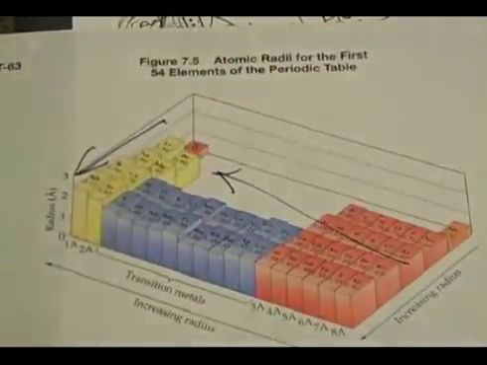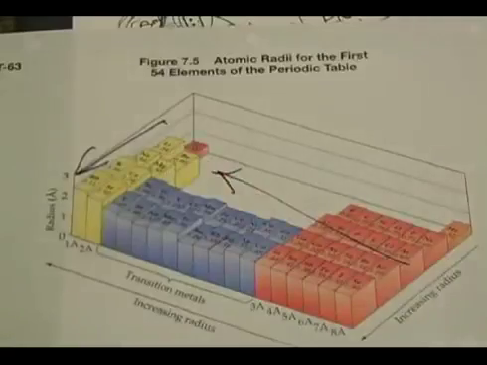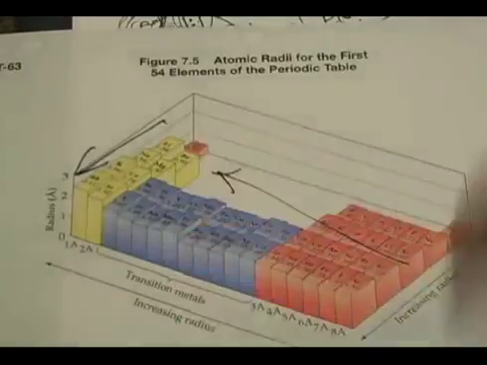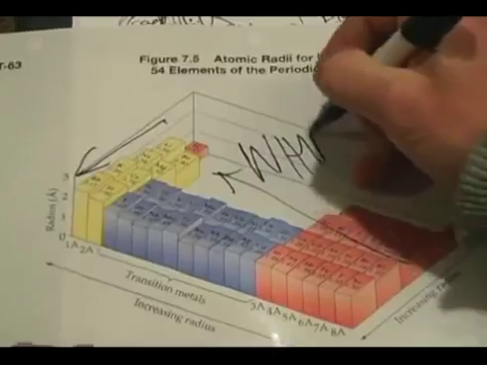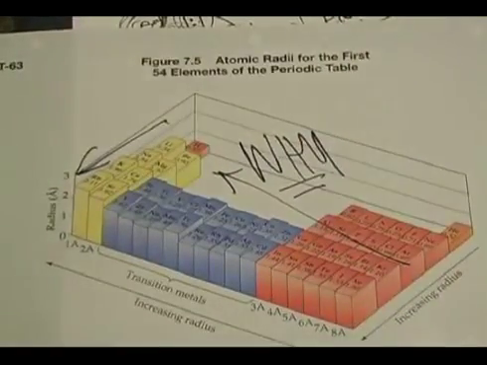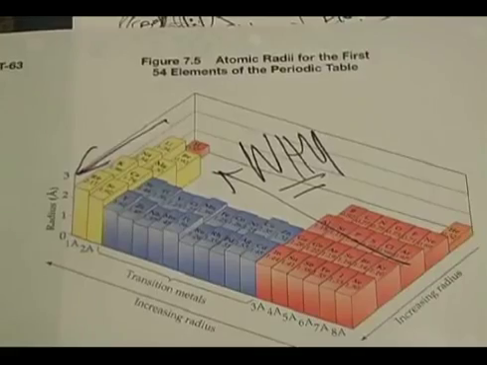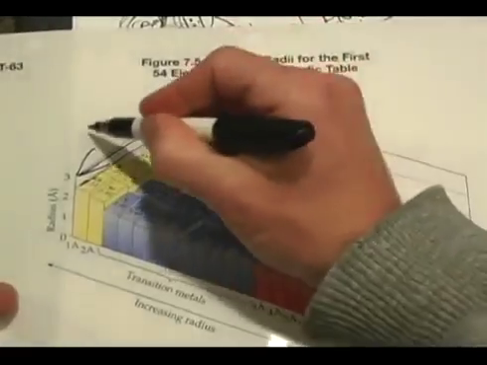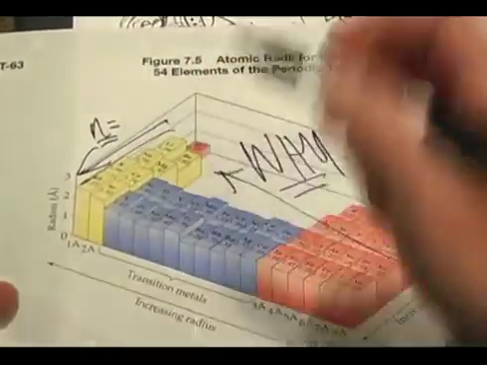You need to know, number one, the trend. Memorize the trend. Number two, you need to know why the trend takes place. I'll explain it to you right now. Rewatch the video 6 times if you need to, so you know why the trend takes place. First of all, it increases as you go down because you increase the principal quantum number n.